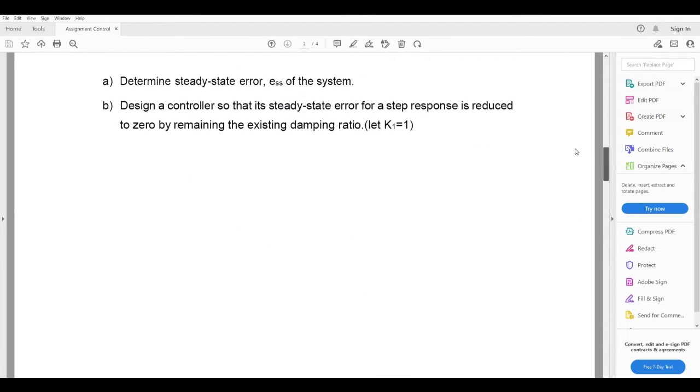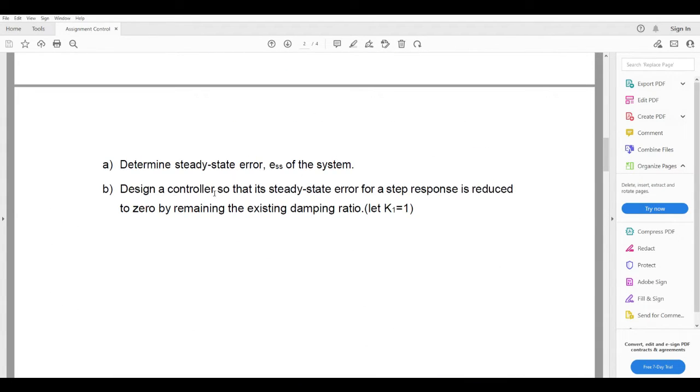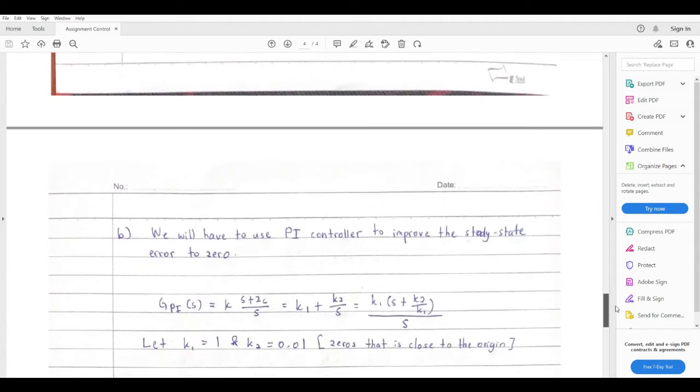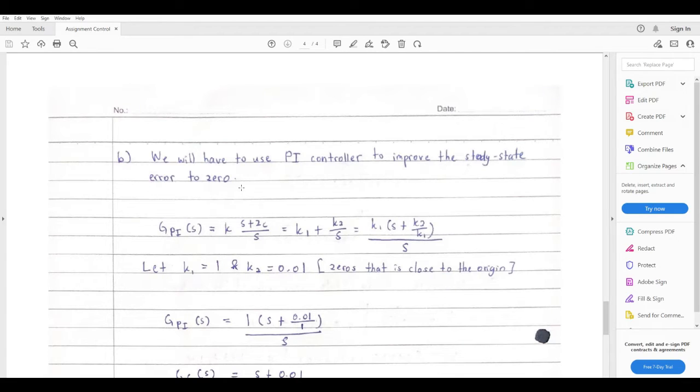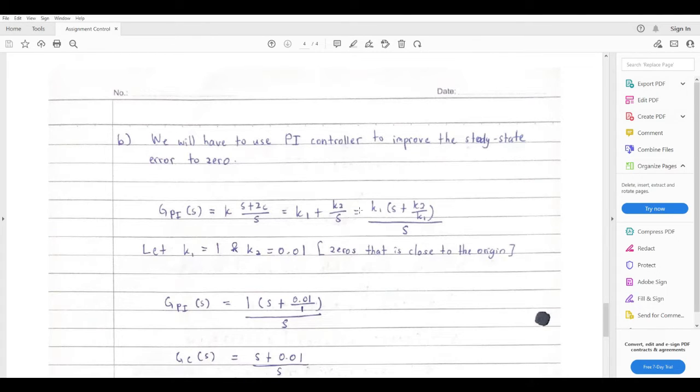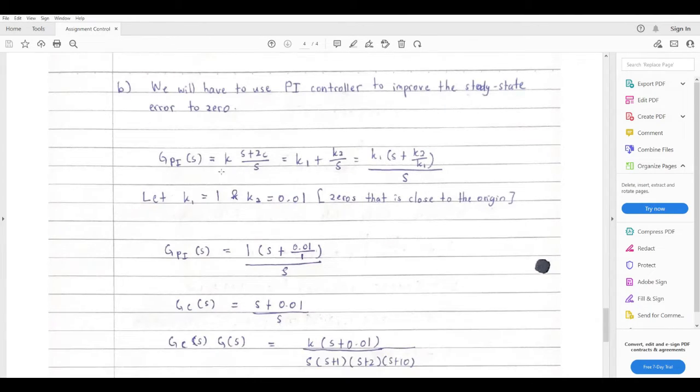Okay, we see what is the question B. Design a controller so that its steady state error for step response is reduced to 0 by retaining the existing damping ratio. So let the value K1 equals to 1. Okay, so for the controller we will use the PI controller to improve the steady state error to 0.